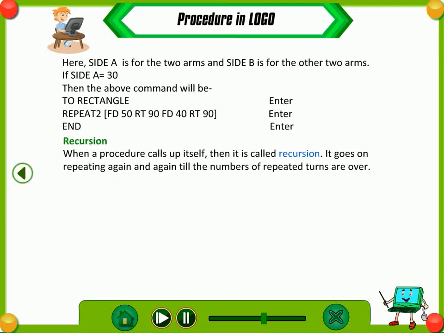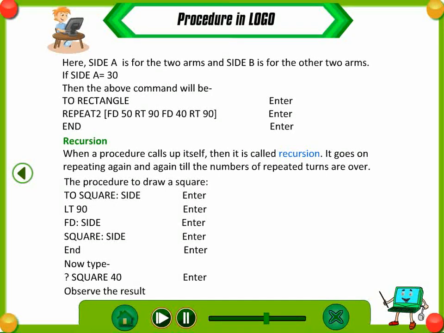Recursion. When a procedure calls itself, it is called recursion. It goes on repeating again and again till the number of repeated turns is over. The procedure to draw a square: to square, side, enter. LT 90, enter. FD side, enter. Square side, enter. And enter. Now type question mark square 40, enter. Observe the result.